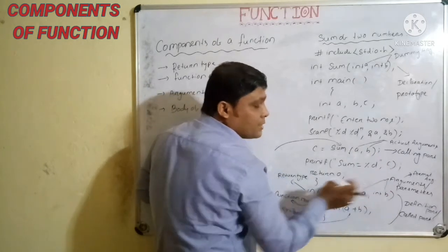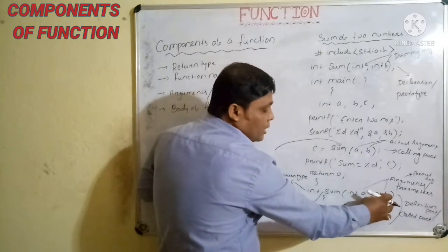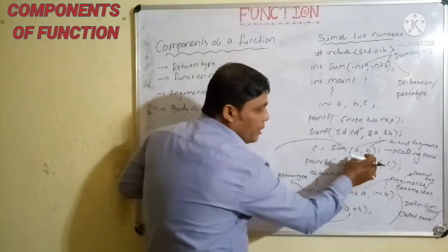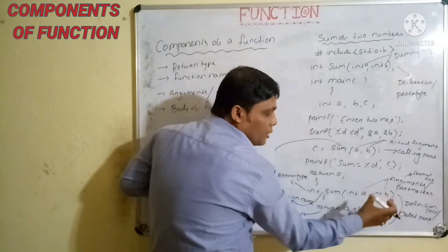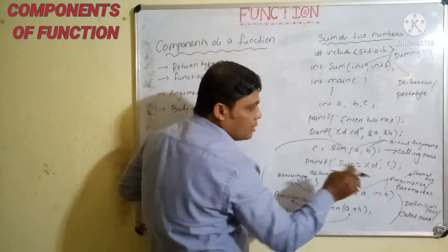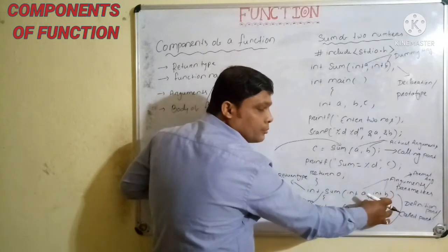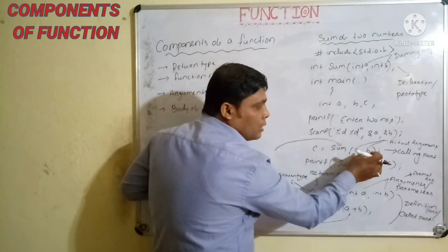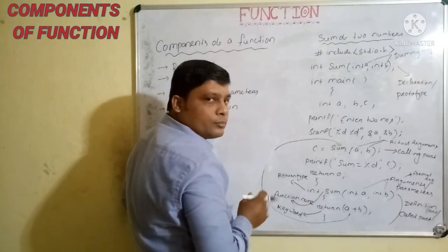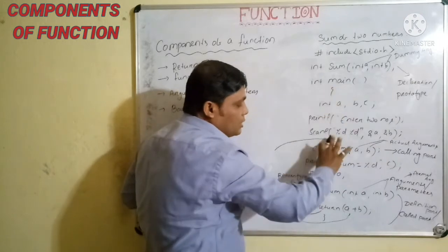Here you can take X and Y, P and Q, anything else. This A B name may be different from this name. You may give the same name in definition part and calling part, or you may not give the same name, because this A B is different from this A B. Clear? The memory allocation for this A B is different and this A B is different. Clear? This A B is local to this block and this A B is local to this block.